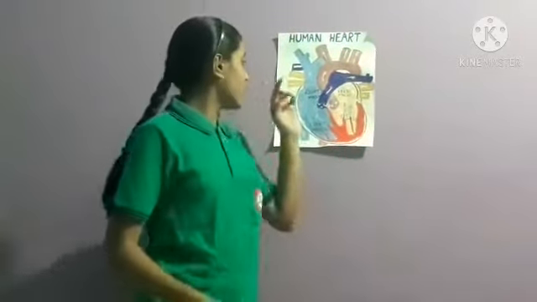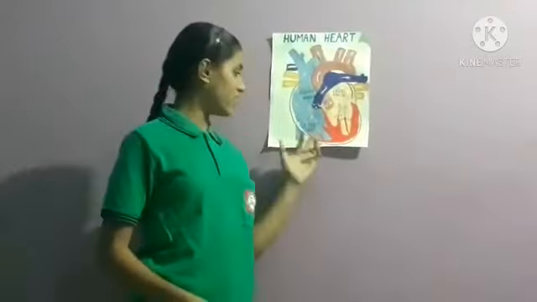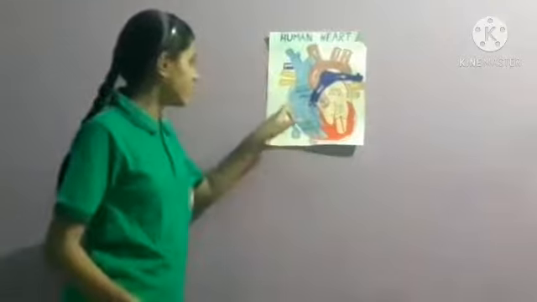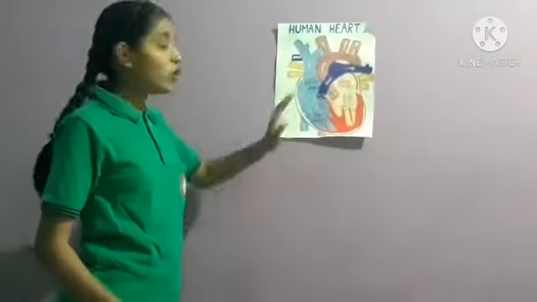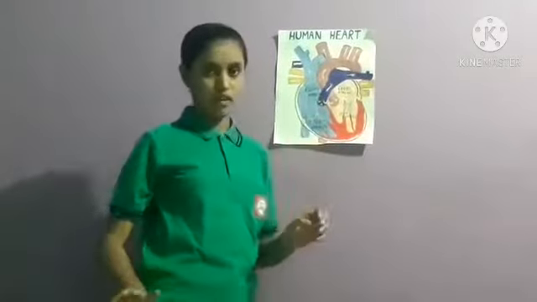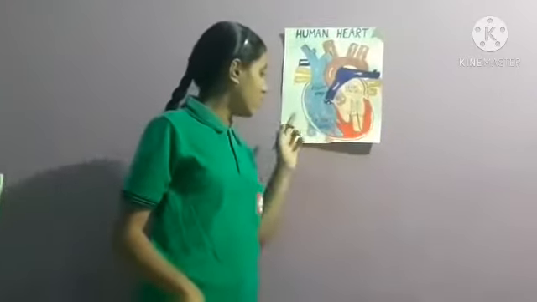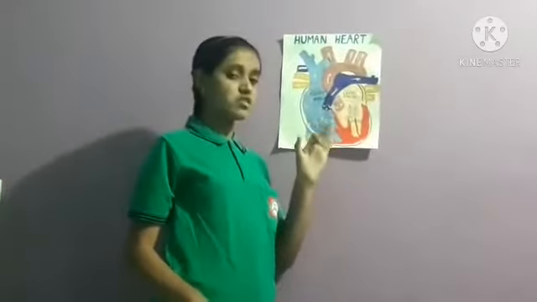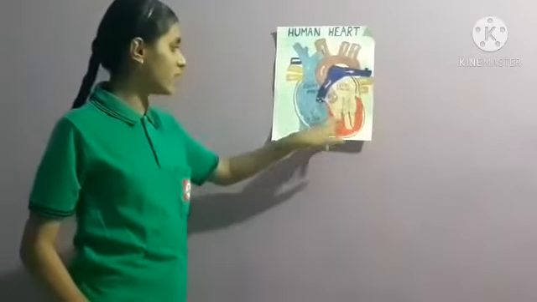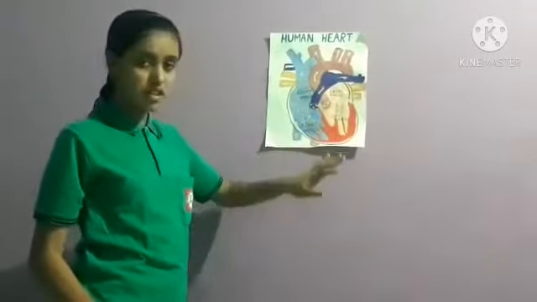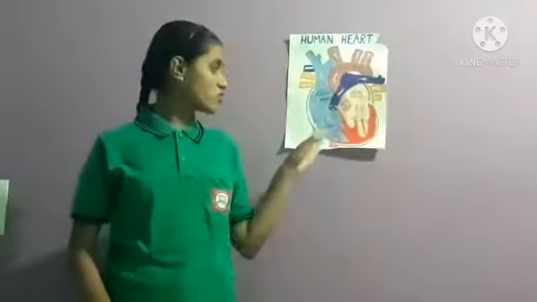Our heart relaxes and contracts to receive the blood and to pump out the blood respectively. So, atriums are responsible for receiving the blood and ventricles are responsible for pumping out the blood. The right atrium receives deoxygenated blood from the upper and lower vena cavas, and the left atrium receives blood from the pulmonary vein. The right ventricle pumps out the deoxygenated blood through the pulmonary artery, and the left ventricle pumps out the oxygenated blood from the aorta to the whole body.